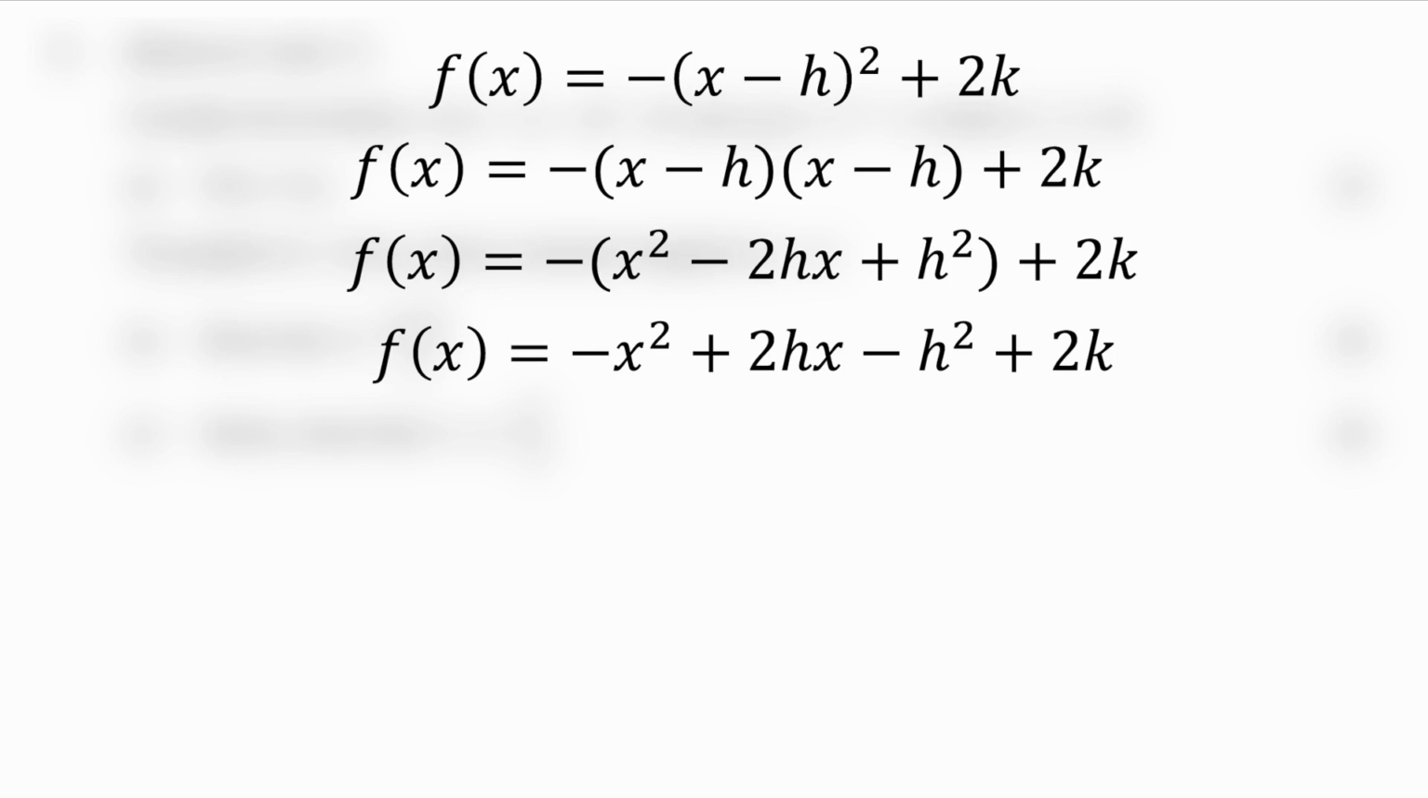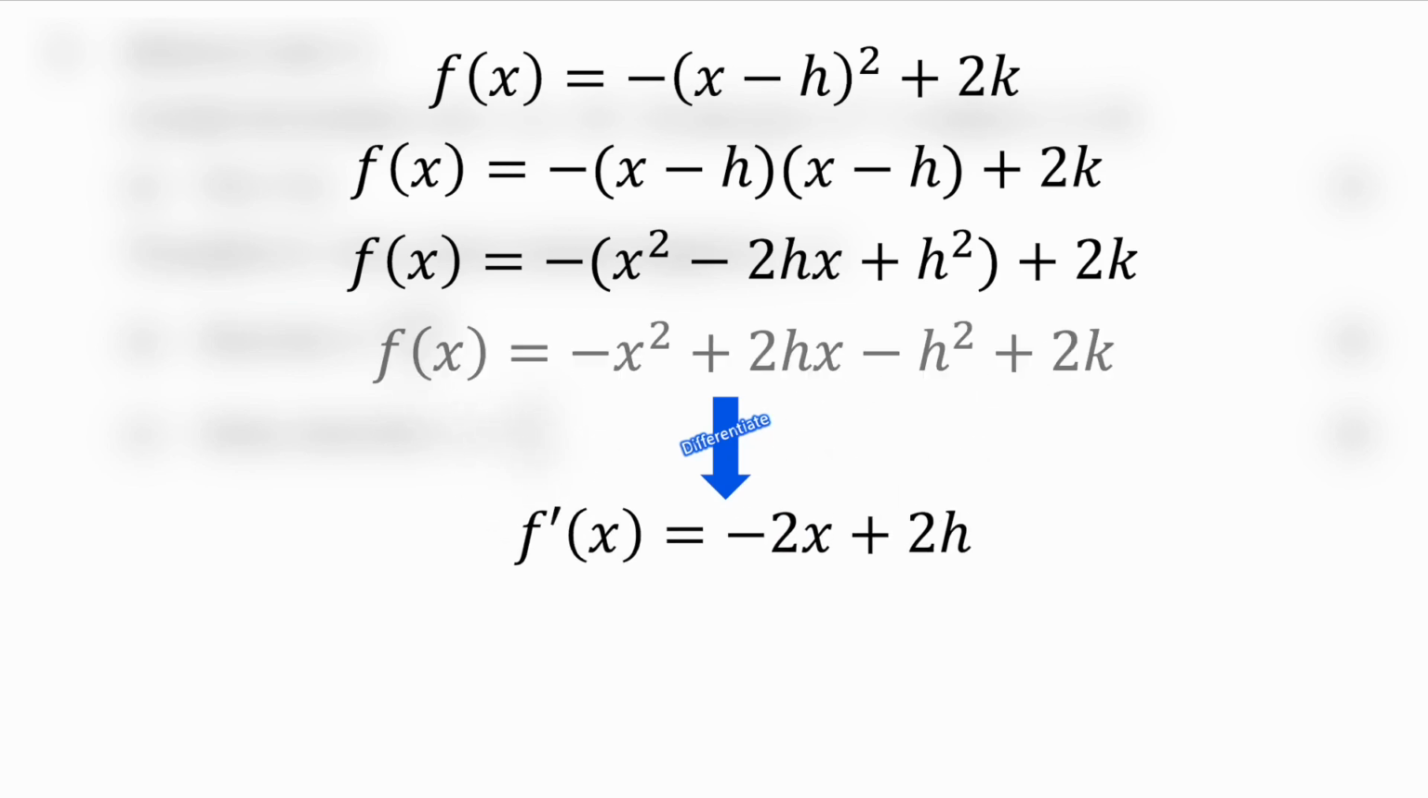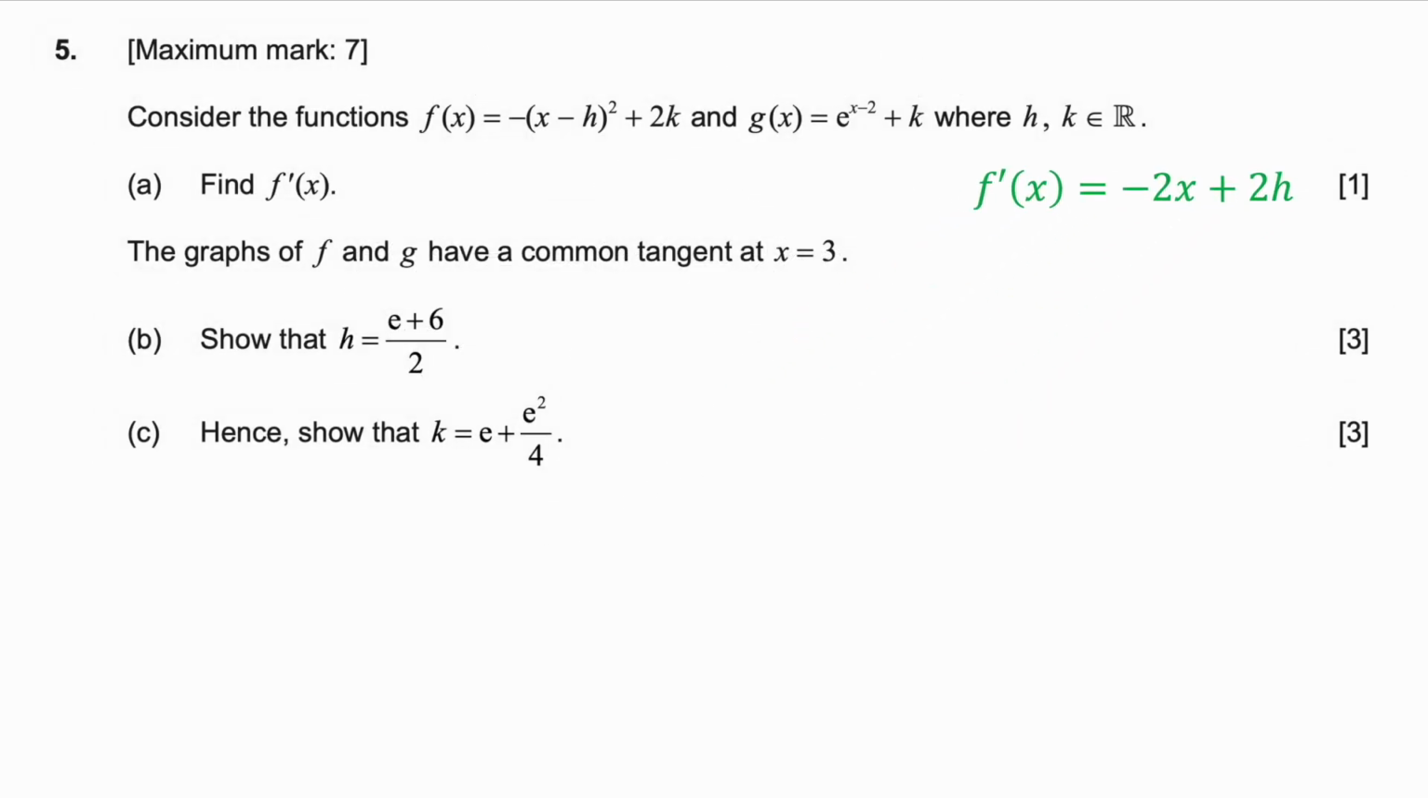Okay, and we've simplified f, expanded the bracket for f. Now we can differentiate it. And when we differentiate this, the minus x squared becomes minus 2x, and the plus 2hx becomes 2h. Everything else is just a number, it disappears. And so it differentiates to become this. The minus h squared and the plus 2k on the end are just numbers, they are not x's, they disappear. And so we've differentiated f, we've got minus 2x plus 2h.